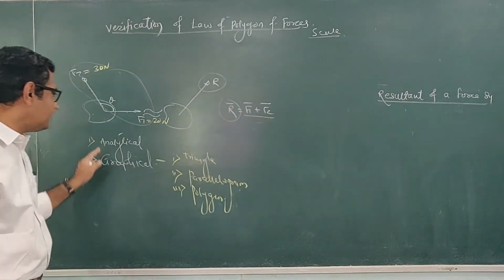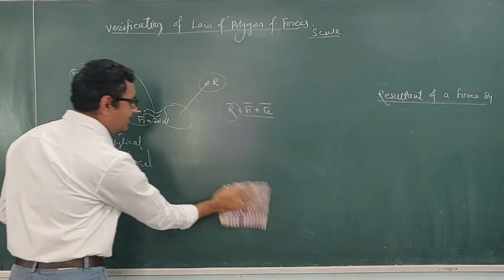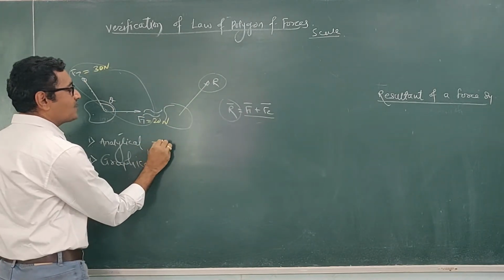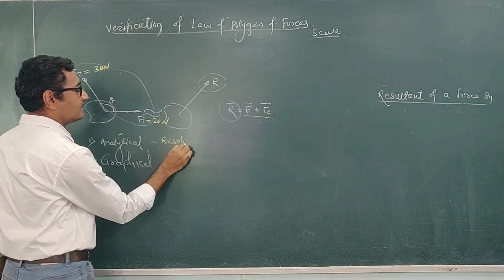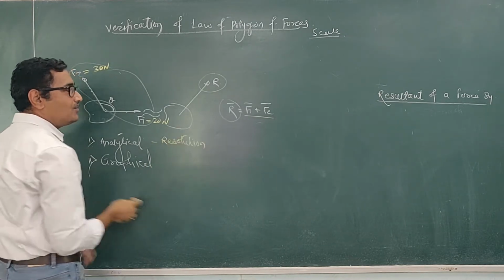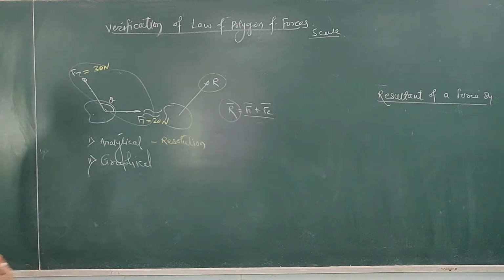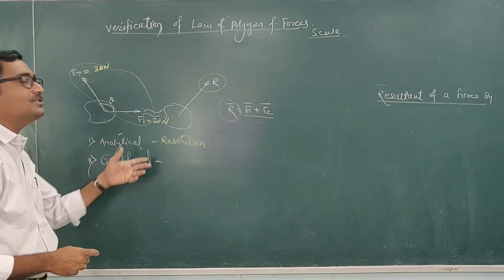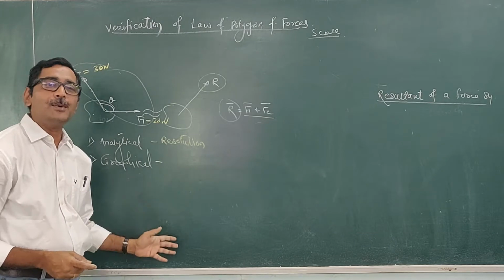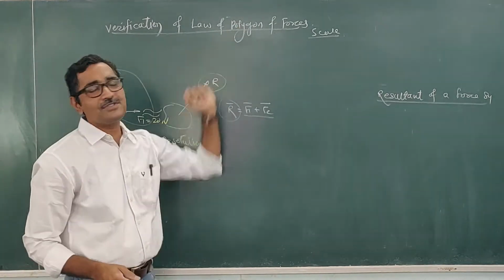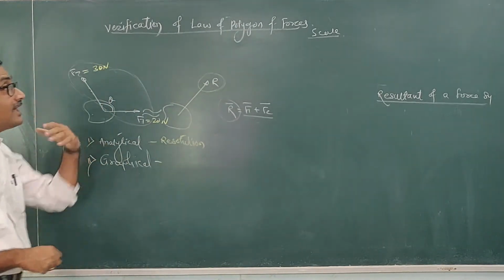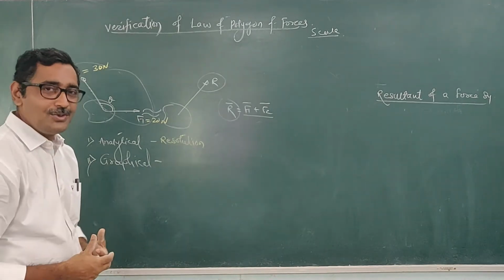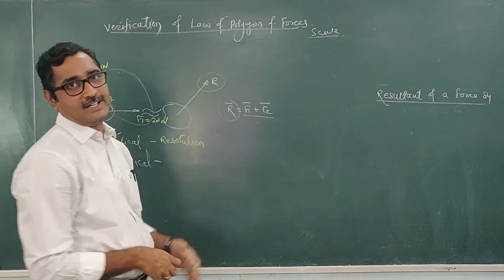Now to find the resultant by the analytical method, listen to me. In the analytical method, we are going to use the resolution method. We resolve the forces and find the resultant. And in the graphical method, we use the triangle law, parallelogram law, and polygon law. Out of that, here we have to study the law of polygon of forces. We have to verify the law of polygon of forces by doing some experimentation.